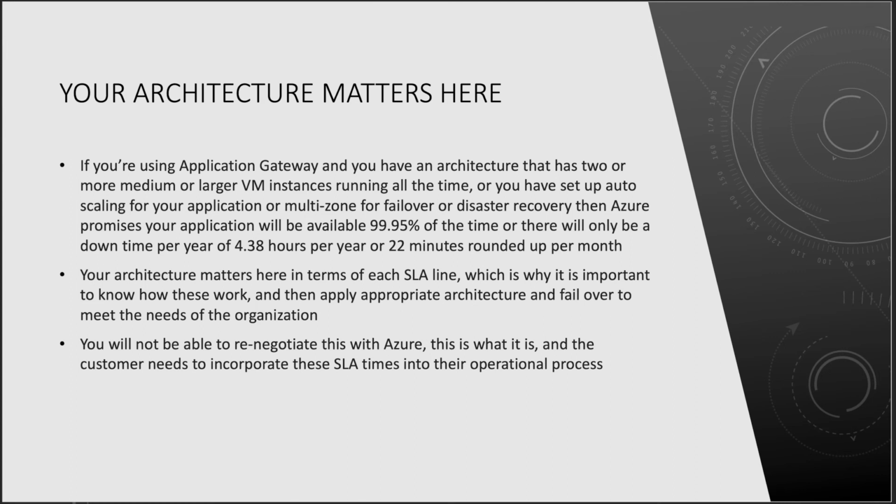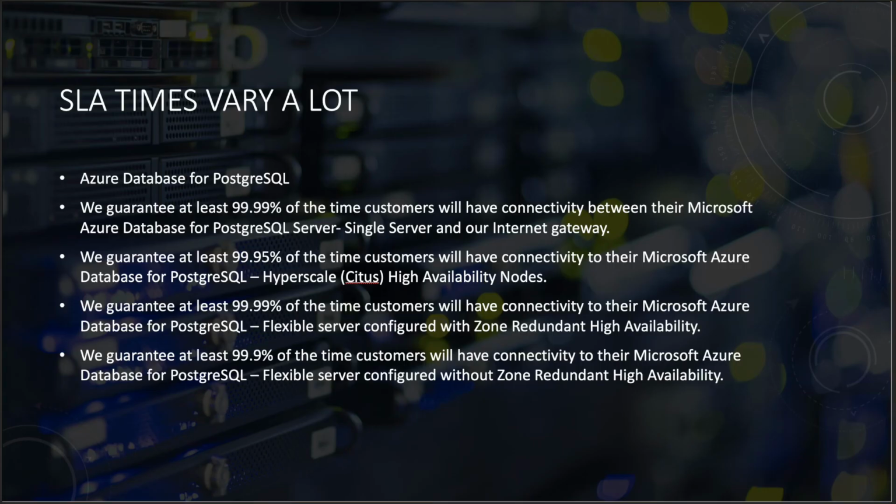So generally, you're going to fail over to a different zone. You're going to do database promotion. You're going to do read replicas. You're just going to do all these things to minimize that downtime. You're going to have a much more scalable and a much more interesting architecture, understanding what those 22 minutes per month can actually cost you in terms of your company. So SLA times will vary a lot depending on what that configuration looks like. And again, back to your architecture.